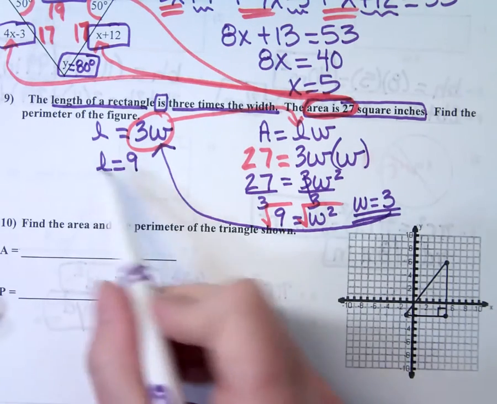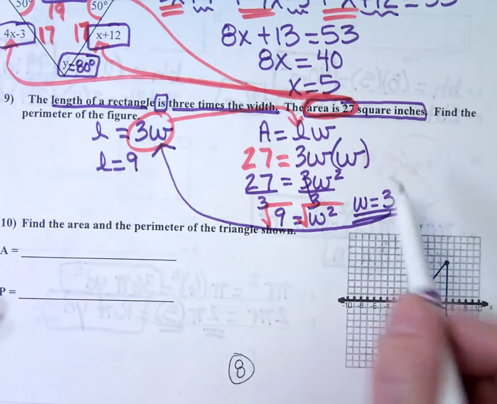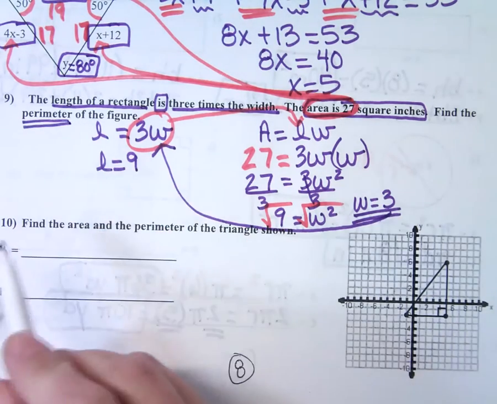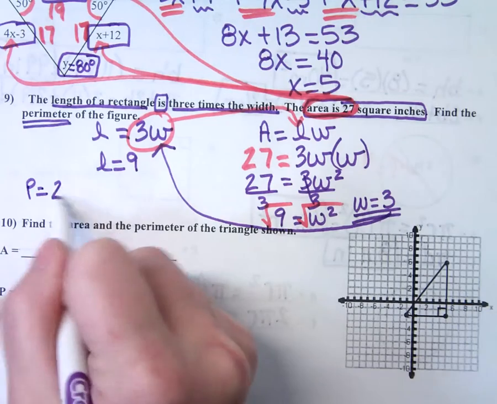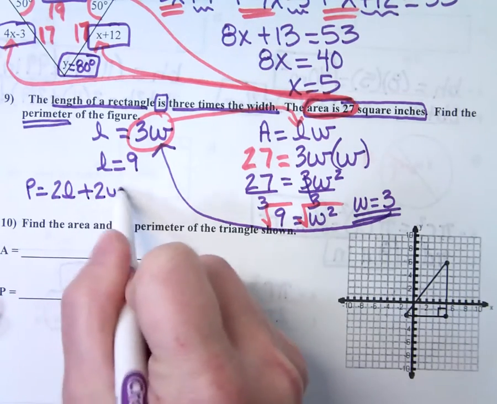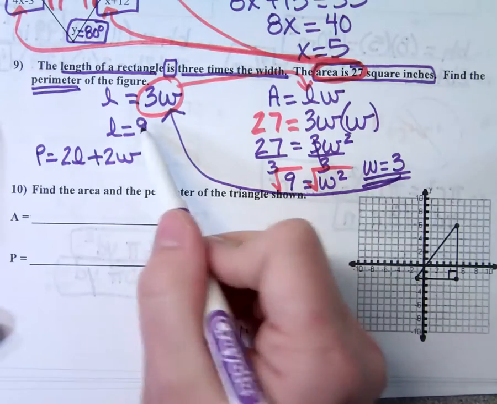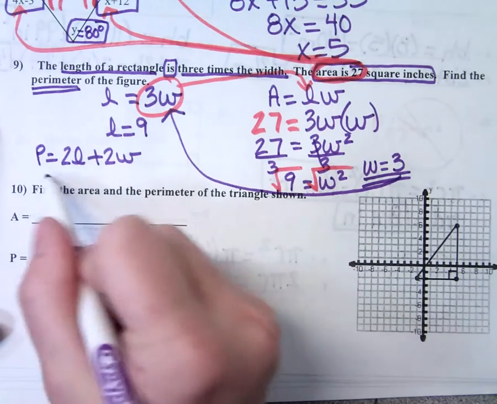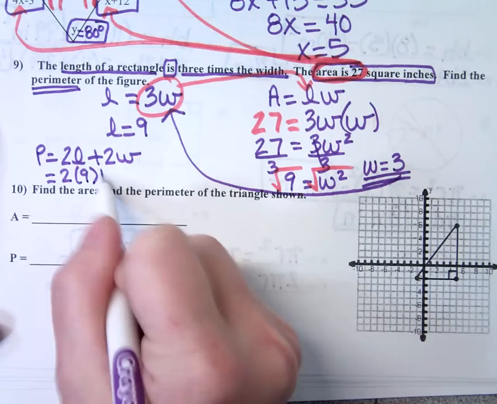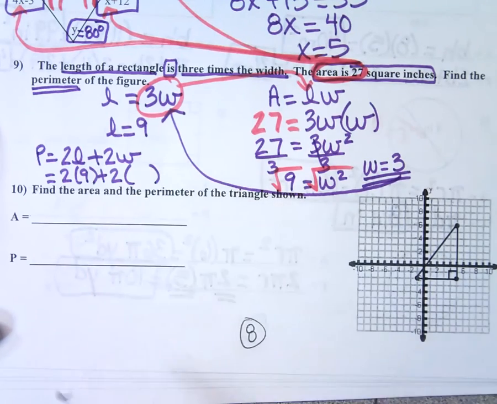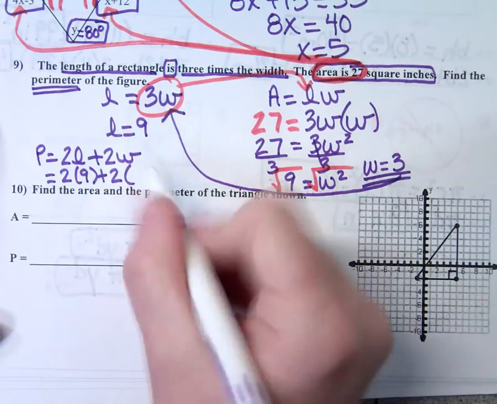So now that I know my length is 9, my width is 3, I can find the perimeter of the figure. Remember, perimeter is 2 times the length plus 2 times the width, or 2 times the base plus 2 times the height. I know my length is 9, so it's going to be 2 times 9 plus 2 times my width, and I know my width is 3.